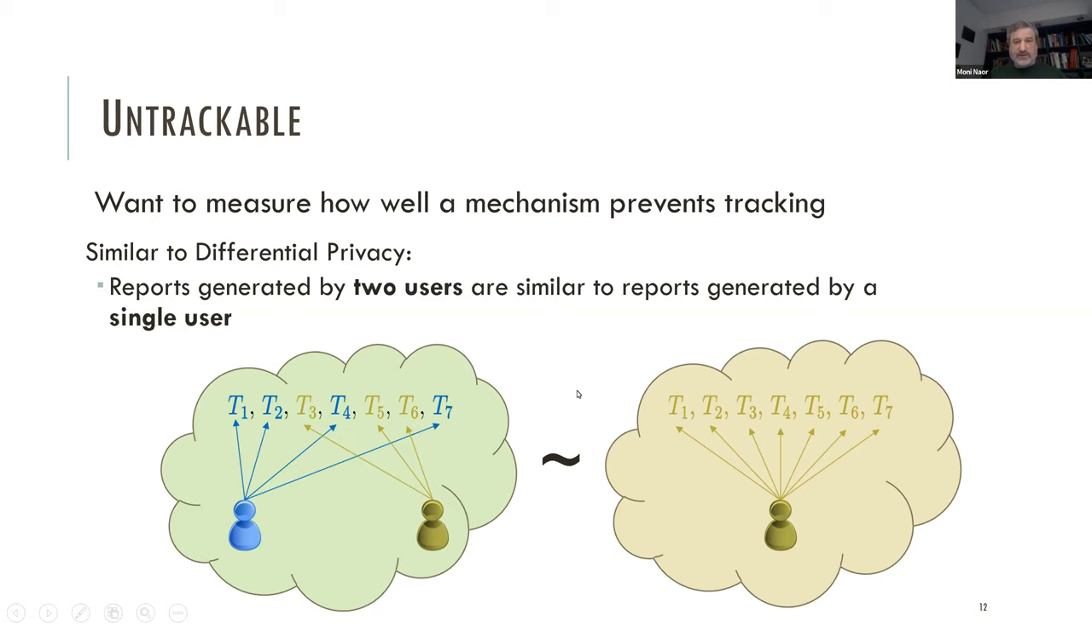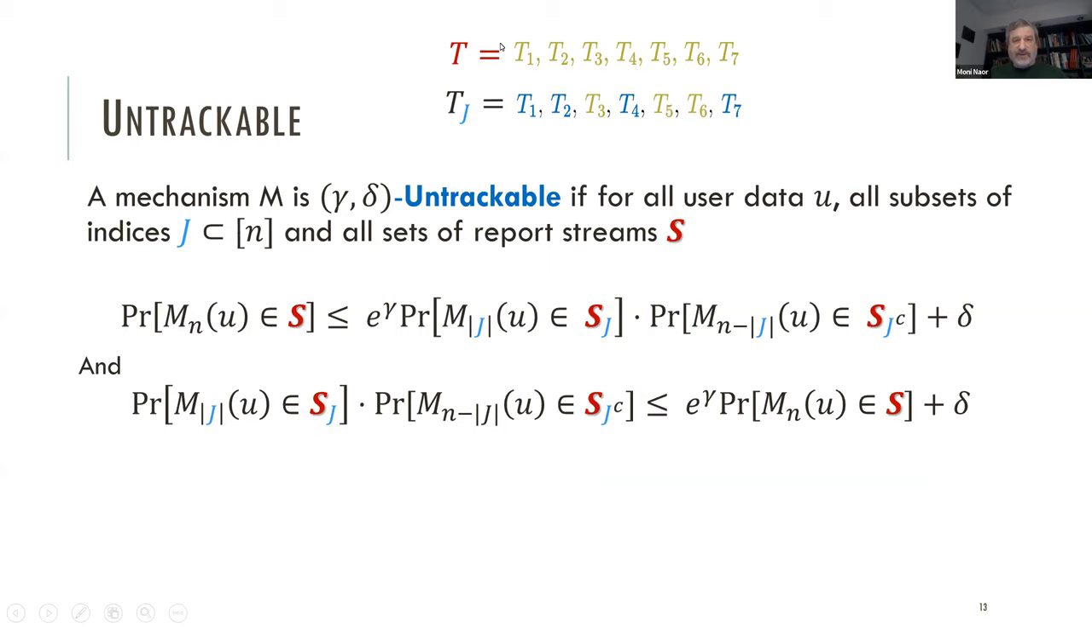More formally, we have this set of reports that either come from a single user or come from two different users with the same value. We say that a mechanism is (gamma, delta) untrackable if for all users U and all subsets of indices, all possible partitions, you cannot tell whether they came from one user or from two different users, in a sense similar to the definition of differential privacy. So you have a bunch of outputs, and either they came from a single user, that's one case, or from two different users who of course operate independently, and it's not going to be much different. We similarly want the other direction. So this is how we define untrackable. We say that the mechanism is untrackable if it has this property.